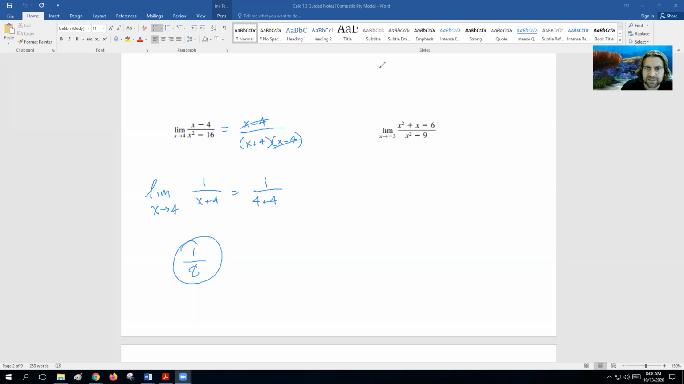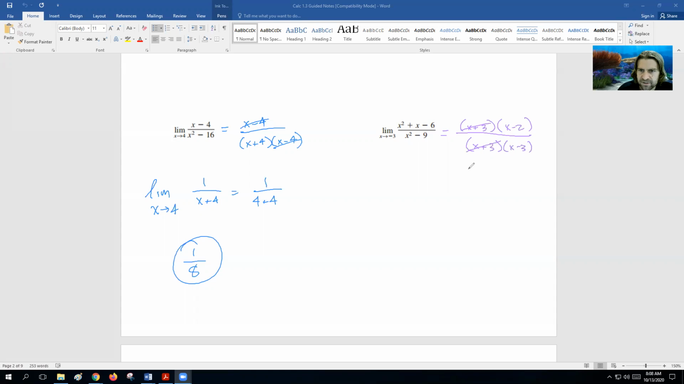All right, and one last problem here. All right, I cannot plug -3 in because we would get 9 minus 9. So let's see, the bottom does factor to (x plus 3)(x minus 3). What does the top factor? Okay, what two numbers multiply to give us -6 and add together to get 1? That'd be (x plus 3) and (x minus 2).